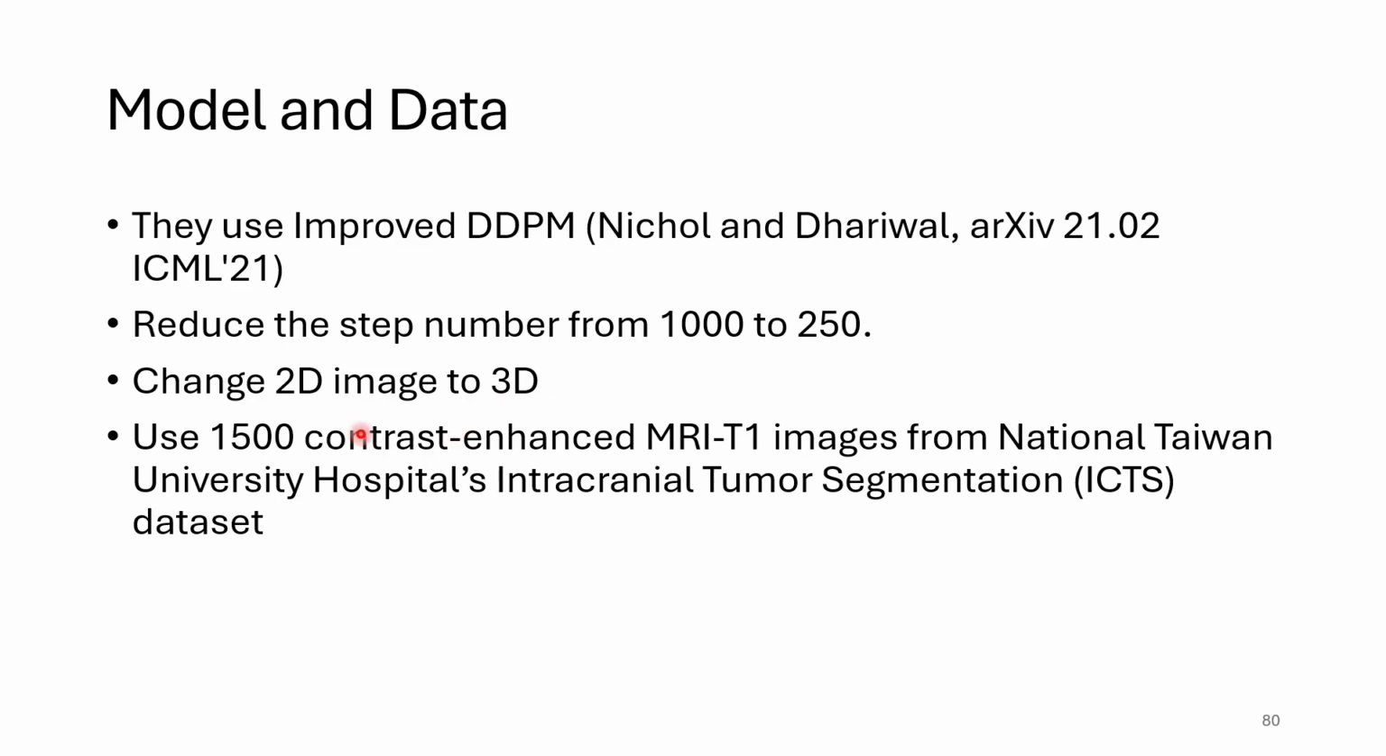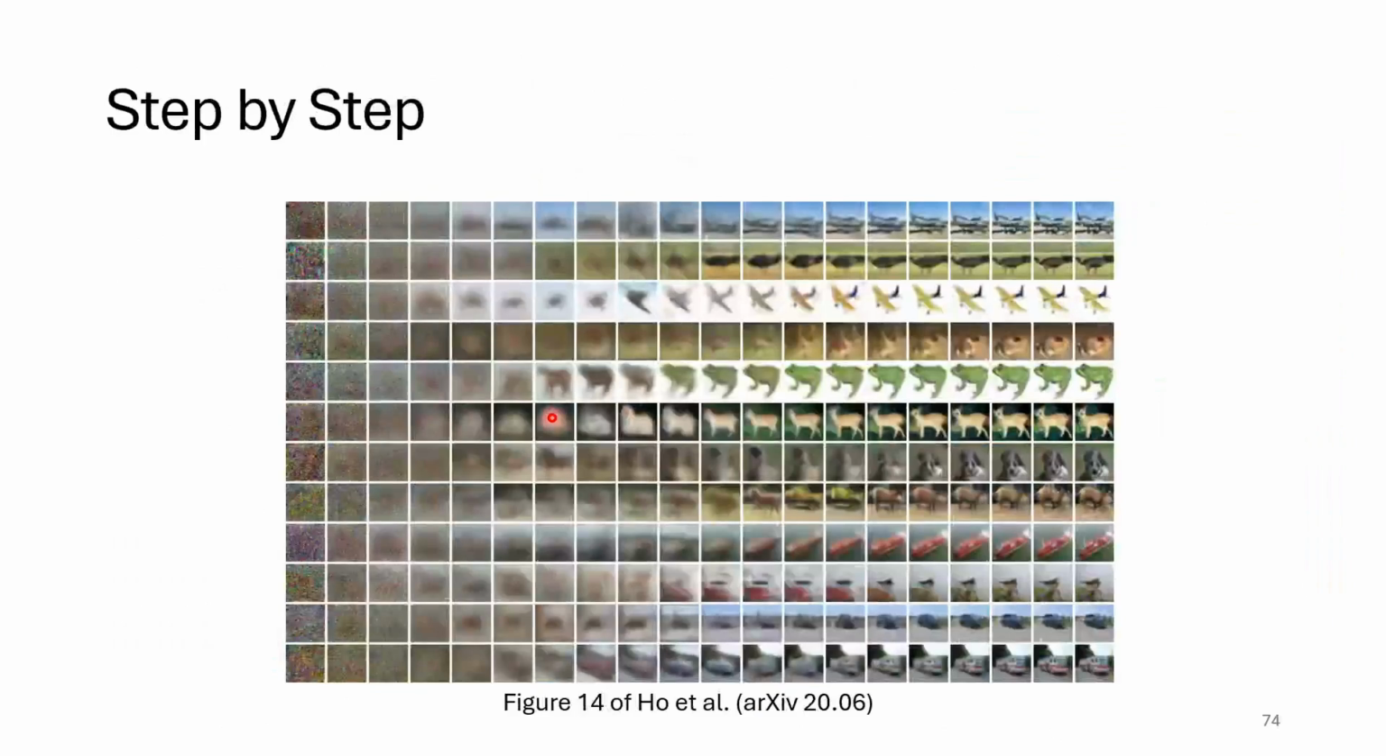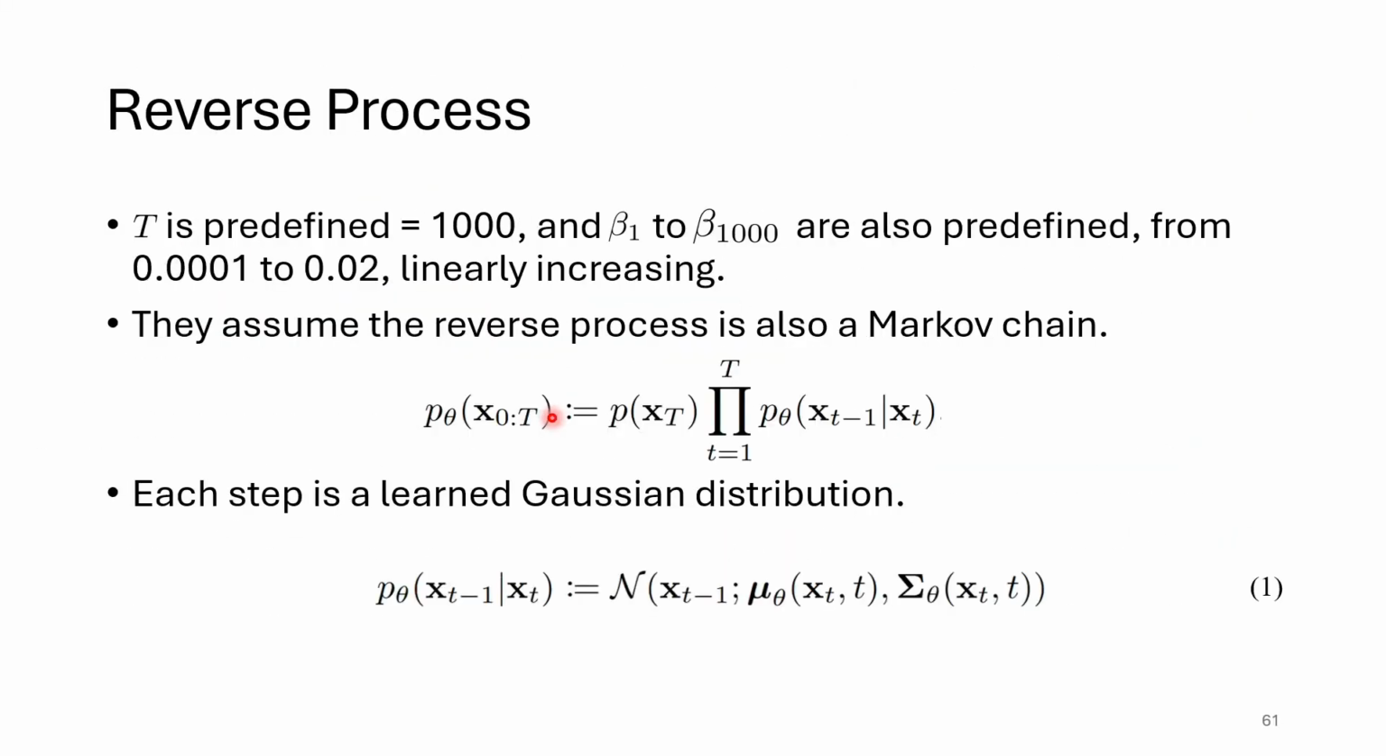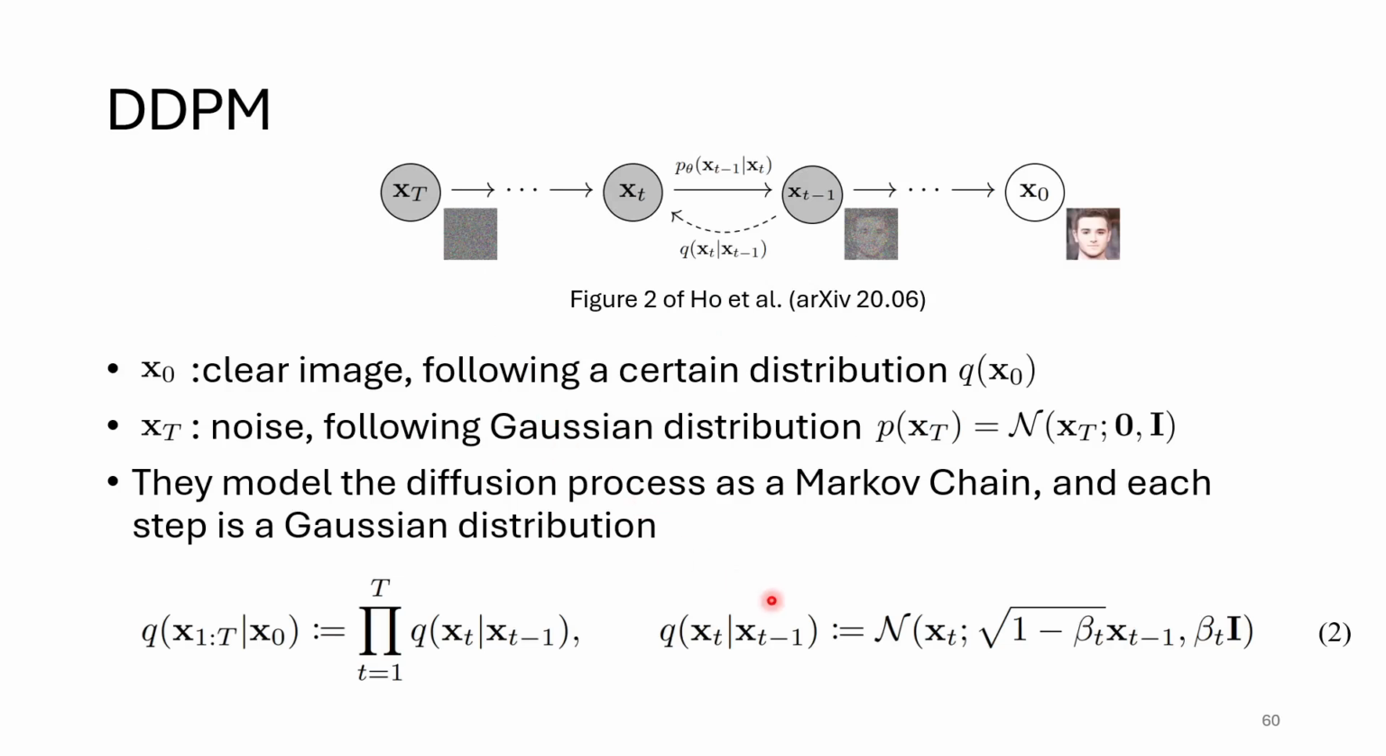It is easy to change from 2D image to 3D image because for them it doesn't matter. It's just a vector in the space. When you see the equations in the formulation of DDPM, this x for them is just a vector. It doesn't matter whether it is from a 2D or 3D image.